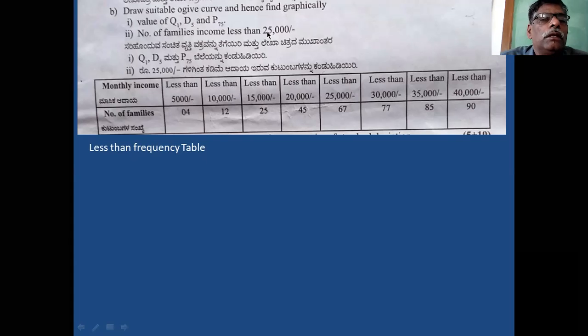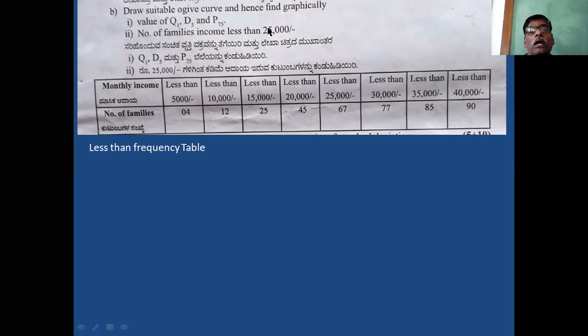Number of families with less than 25,000 income. They asked to find the number of families: how many families have less than 25,000 income? This can be calculated with the help of a graph also, or you can see here, 25,000 is the income, less than 25,000, 67 members are there. The answer is here only.